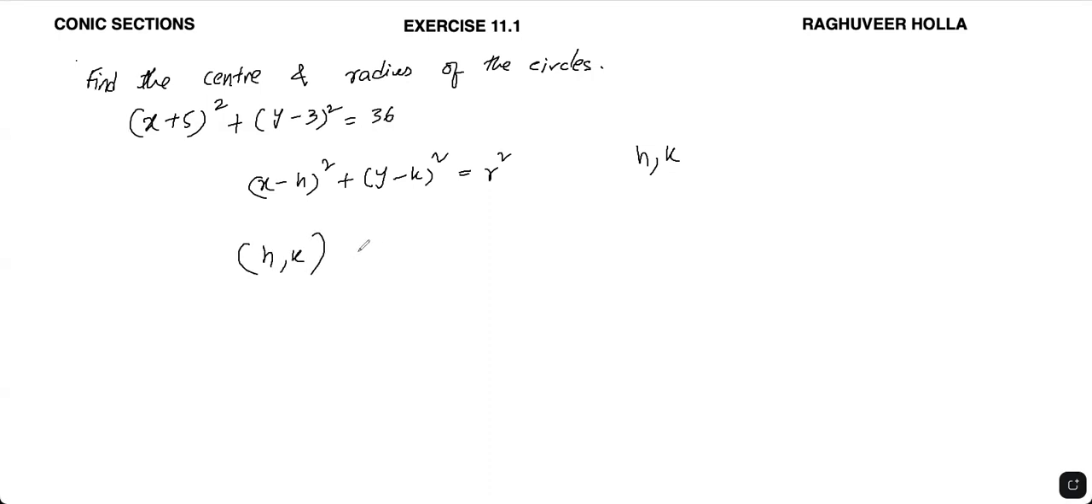which is (-5, 3). That is the center, and the radius r is the square root of 36, which is 6.